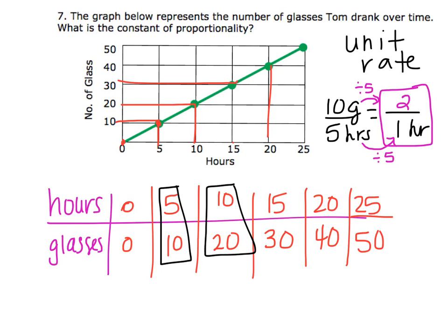Okay, another way to find that is you could do the 10 divided by 5 here, you get 2. 20 divided by 10 here, you get 2. 30 divided by 15, again, you get 2. 40 divided by 20, you get 2 every single time. So my unit rate, or my constant of proportionality, is he drinks 2 glasses every hour.